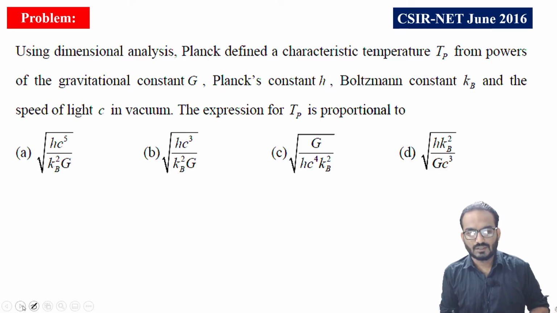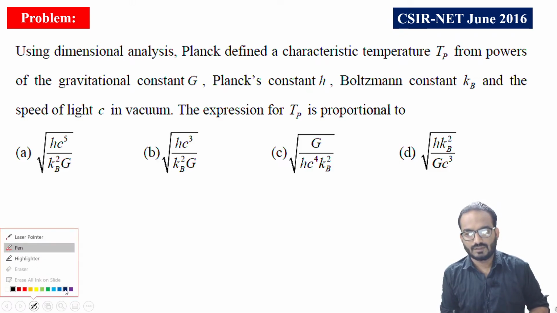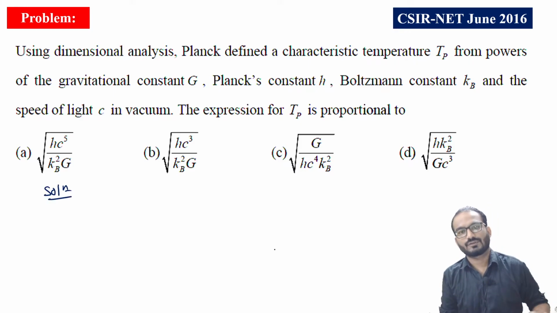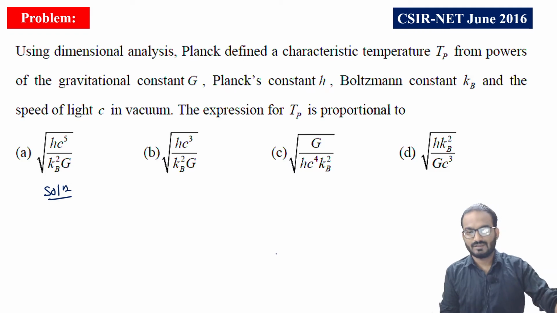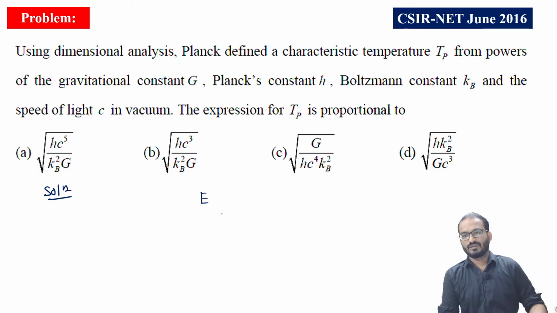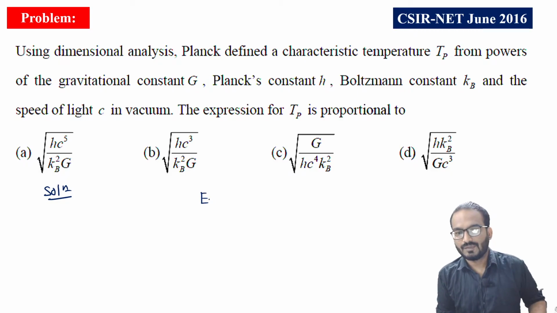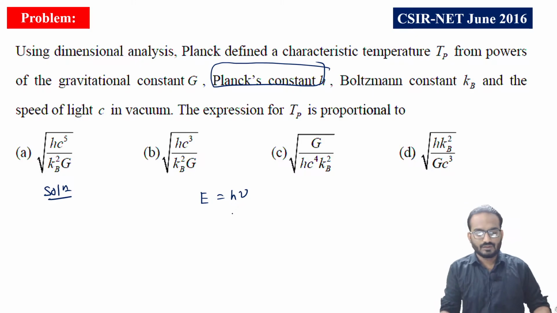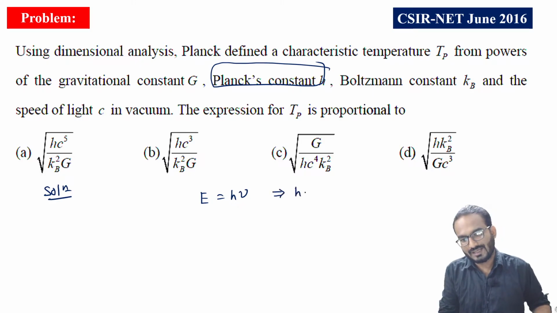Now, what are you going to do to solve this particular problem? To solve this particular problem, we need to know what the dimensions of the different quantities given in the question are. First of all, we need to know the dimension of energy, E. From E, what can we derive? We can derive the Planck constant. E is equal to h nu. So it gives you h is equal to E upon nu.